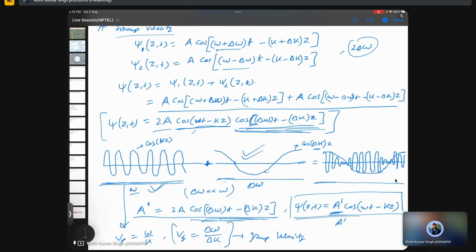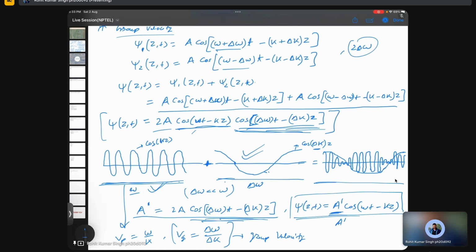Let me know if you have any doubt. So this is the basic idea of group velocity. When you have two waves with slightly different frequency, no longer a single concept of velocity applies. You'll have a group velocity.